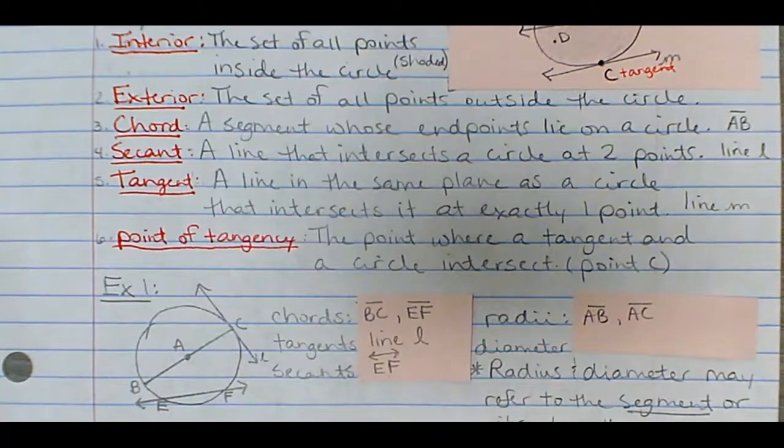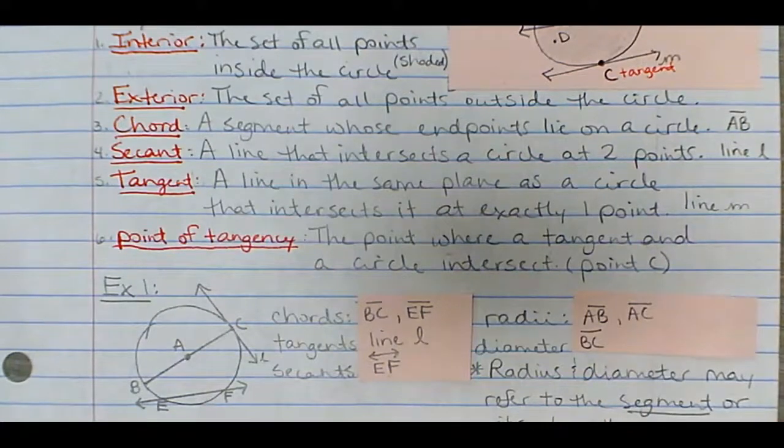And then the diameter is all the way across going through the center. That's important. So the diameter is not EF, because that does not go through the center of the circle. This is the center of the circle. So the diameter here is segment BC.